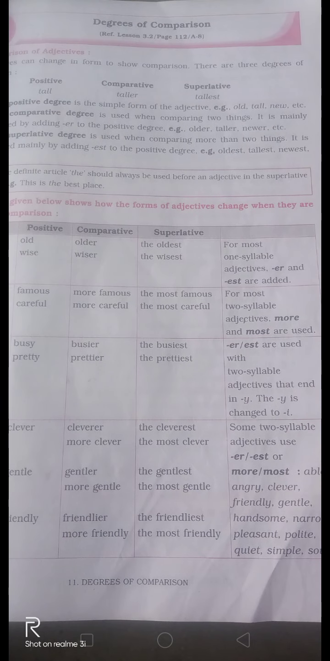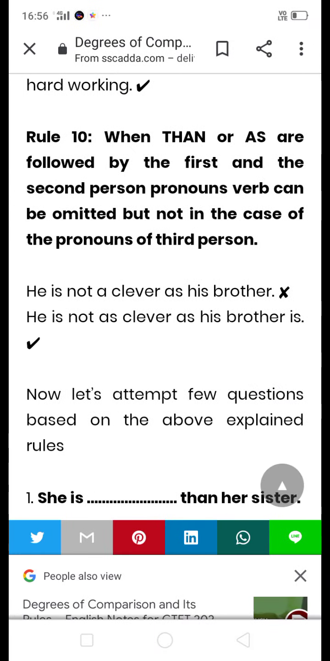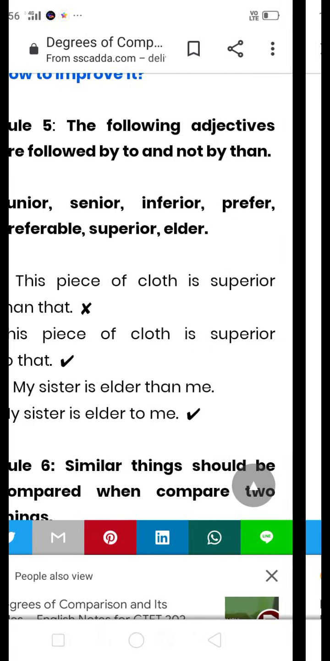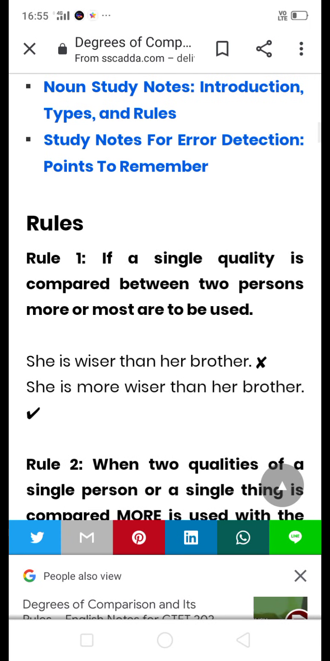Okay, like this way. And then we are going to learn now some rules of the change of degree of comparison. Now the first rule we are going to learn: if a single quality is compared between two persons, more or most are to be used. Means if a single quality is compared between two persons, that time we are using more or most.